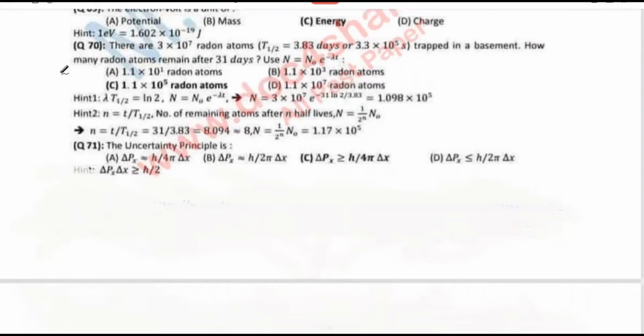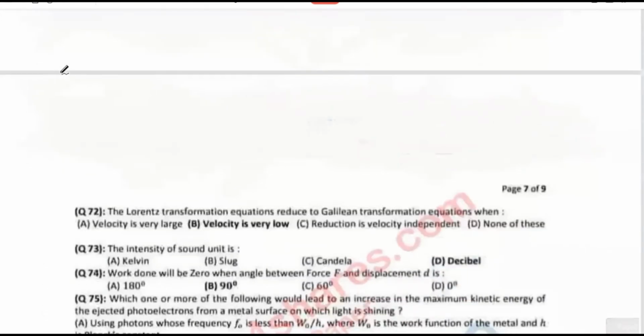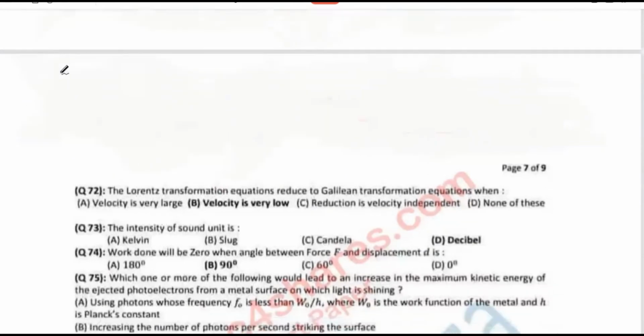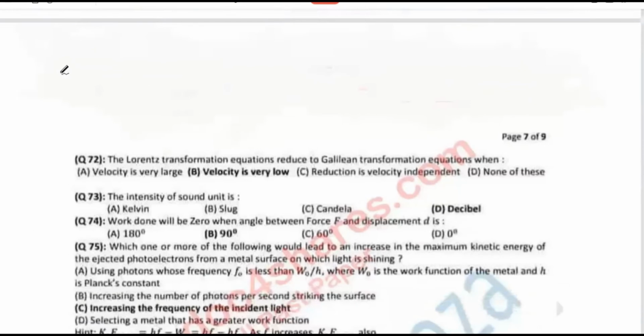71, the uncertainty principle is that. So the answer is C, Δp Δx is greater than or equal to h by 4 pi. So 72, the Lorentz transformation equations reduce to the Galilean transformation equations when velocity is very low. So the answer is B, the intensity of sound unit is decibel.